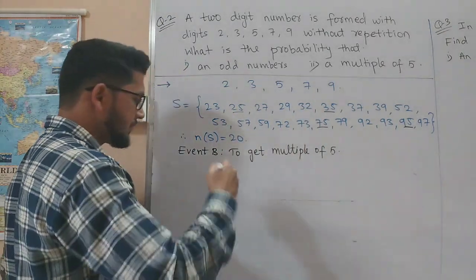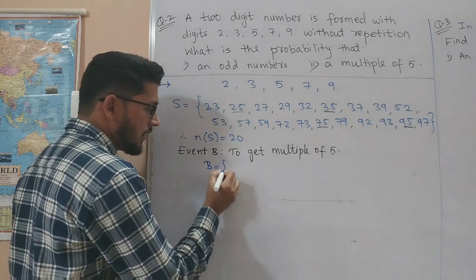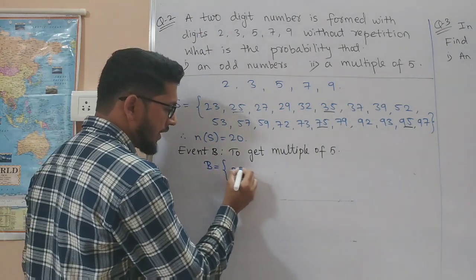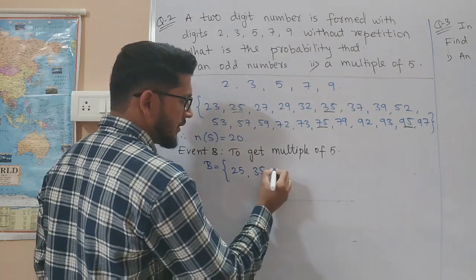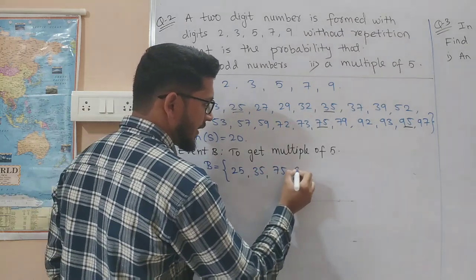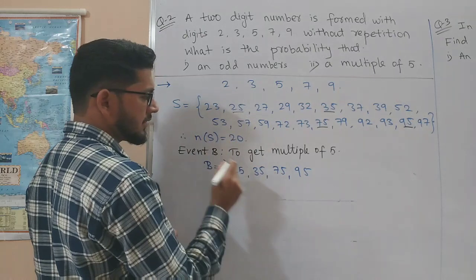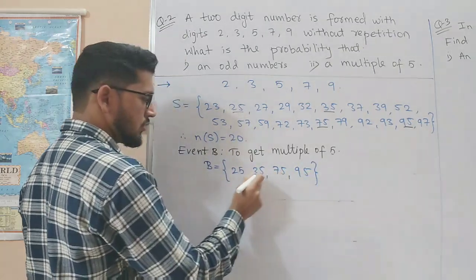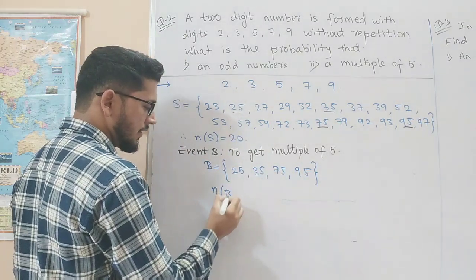So we'll write here for B, answer will be 25, 35, 75, 95. And anything else? Nothing. So how many numbers? 1, 2, 3, 4. So there will be n of B is 4.